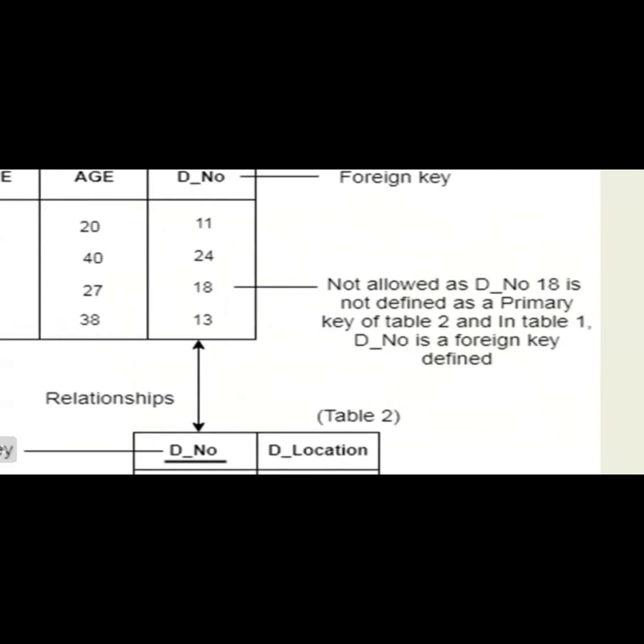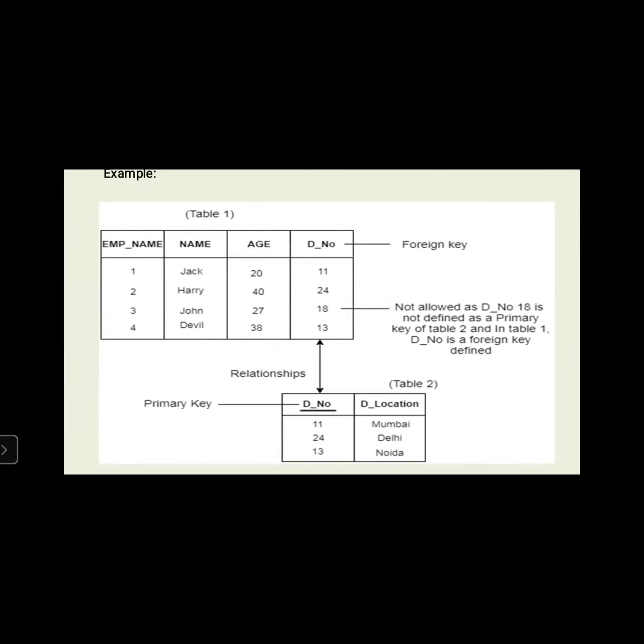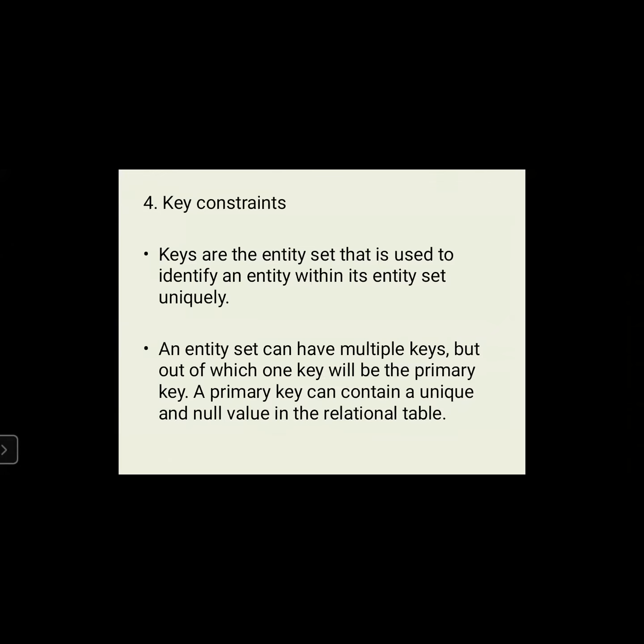Am I right? 18 is not allowed because department number 18 is not defined in the primary key of table 2. So even though we are referring to another table, we can maintain the integrity. That type of integrity is referred to as referential integrity, or also as a foreign key. Maybe all of the members were able to understand this.